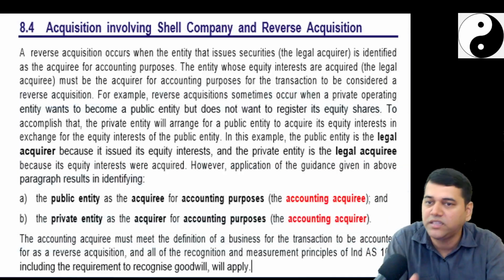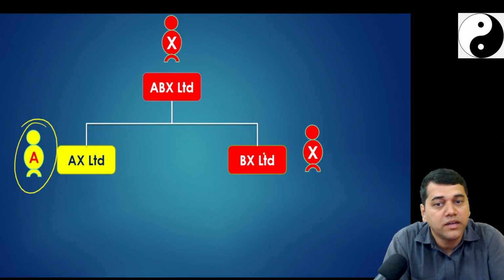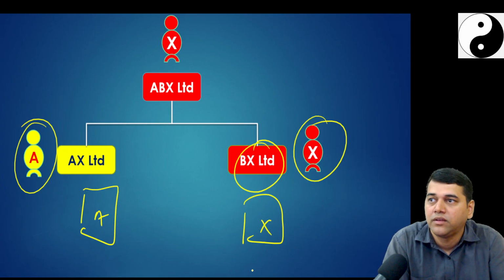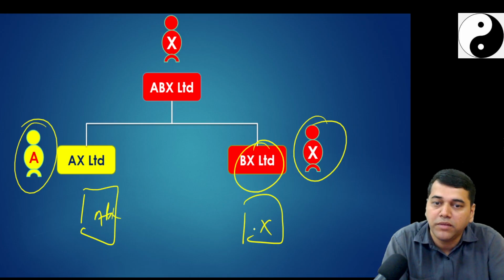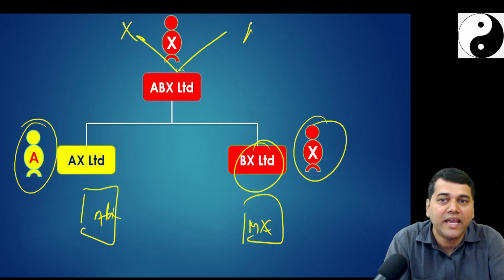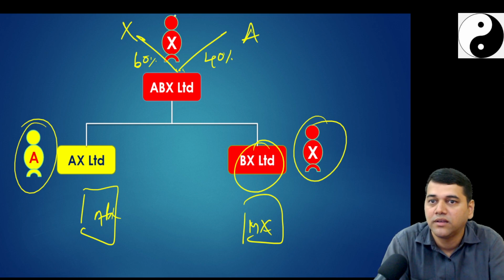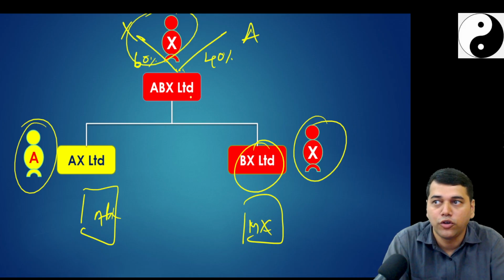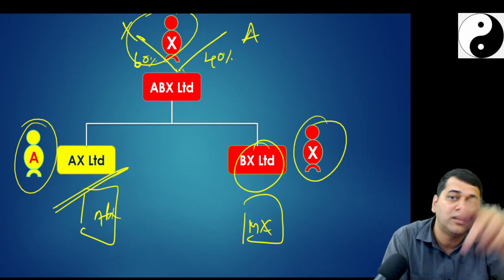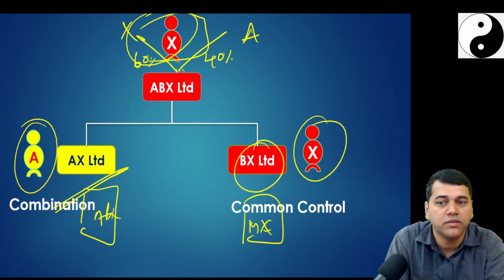But what is reverse acquisition? In theory we discussed, all things in the chart I have told. AX was controlled by Mr. A. BX was controlled by Mr. X. Previously in their share certificates, A's name was there, X's name was there. Now ABX's certificate will come for both the people. Here, ABX is controlled by two sets of people, X and A. X will have say 60%, A will have 40%. Now, who is controlling? X. Is it a common combination? No. Why? Because one of the acquirees before combination was totally controlled by a person other than X.